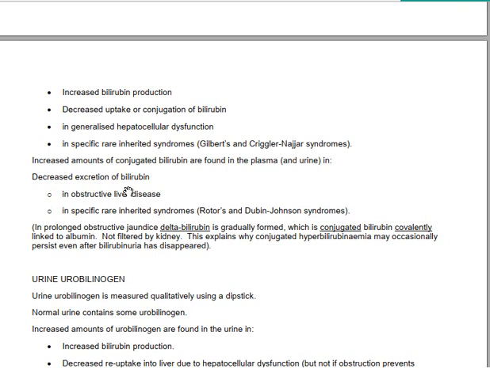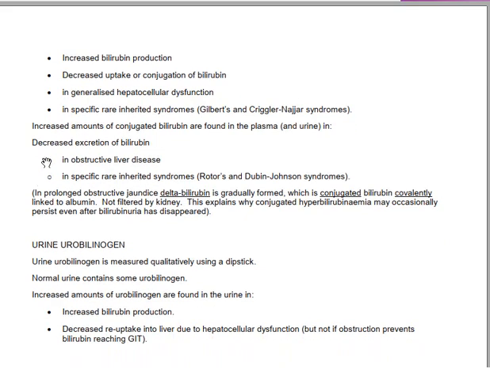Is it clear? So a high level of conjugated bilirubin can be due to an obstructive liver disease, in a case where you can have a carcinoma of the head of the pancreas, or you can have any cholestasis. So when you have accumulation, you have cholestasis. Is it clear? So you can result to that. Now the next, you have a hepatic.